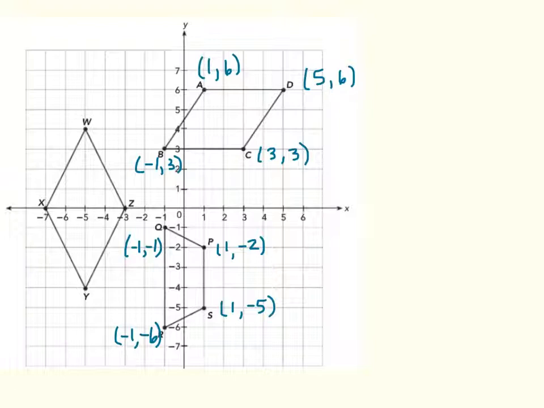Finally, let's go over to our rhombus. Point W will be -5, 4. Point X is -7, 0. Point Y, -5, -4. And point Z is -3, 0. Sorry, I got a little crowded on here. Now we're going to move on to you drawing and forming some of your own figures and some practice problems.